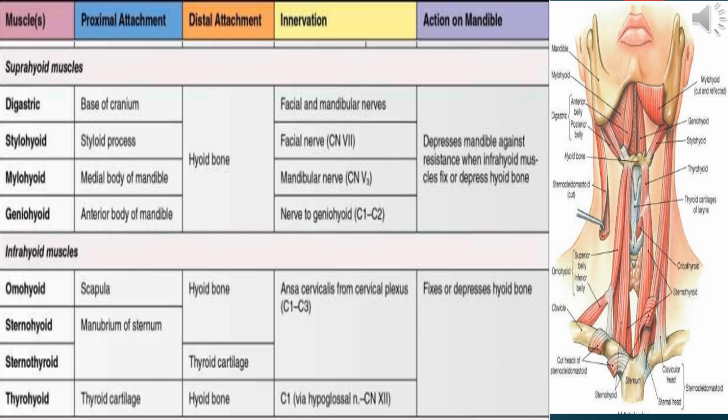And infrahyoid muscles are omohyoid, which arises from scapula and inserts on hyoid bone, sternohyoid, which arises from manubrium of sternum and inserts on hyoid bone, sternothyroid, which arises from manubrium of sternum and inserts on thyroid cartilage, and last one is the thyrohyoid, which arises from thyroid cartilage and inserts on the hyoid bone. And the action of these infrahyoid muscles is to depress or fix the hyoid bone. In the diagram, you can see all these suprahyoid and infrahyoid muscles.